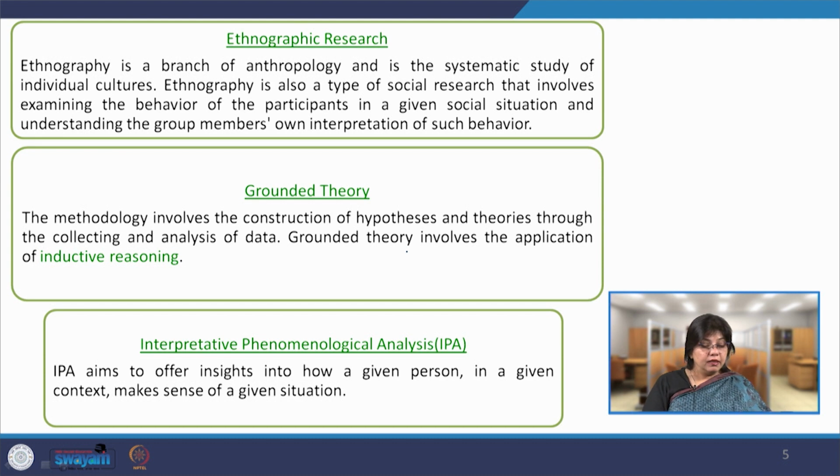The other is interpretive phenomenological analysis. It aims to offer insights into how a given person in a given context makes sense of a given situation. That is, it is about a particular person in a particular situation, how the person perceives that situation, what meaning he derives from it, and what kind of behavior can be collected from that particular person. So, this is IPA or interpretive phenomenological analysis.